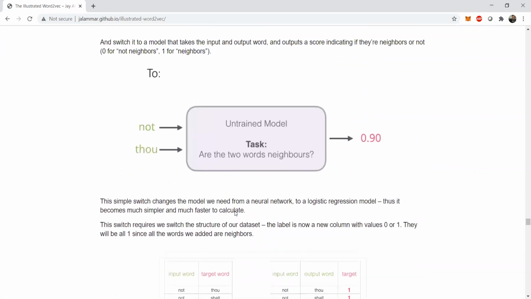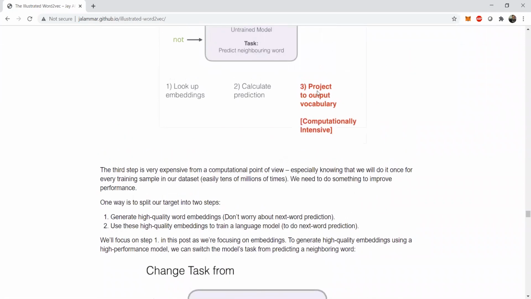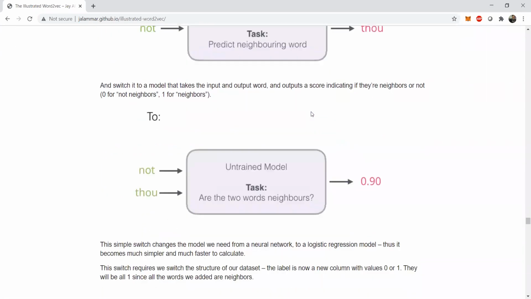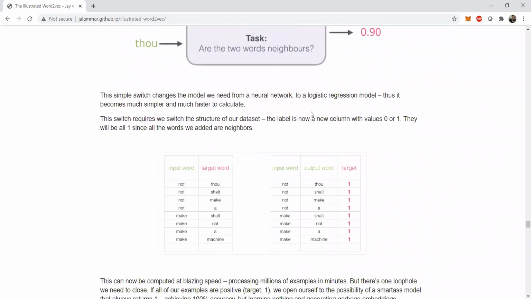So just to summarize, we have taken an input word that is not, right? Our task is to remove this computationally intensive projection to the output vocabulary by generating very high quality embeddings. For this, we convert our model to a logistic regression model where we have either a yes or no answer, whether this word is the neighboring word of that input word or not, right? To do this, we first create the samples, and in the initial stages, since all the words in a particular sliding window will be its neighbors, all of them will have an initial value of 1.